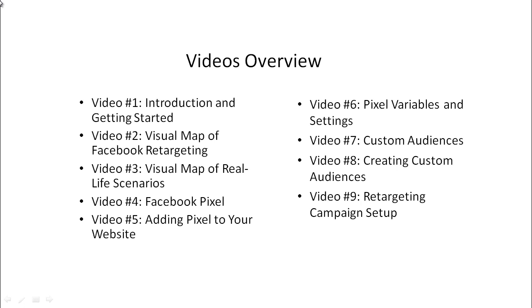Video number 6, we'll talk about Pixel variables and settings, otherwise known as standard events. Video number 7, we'll talk about custom audiences and of course how to create custom audiences in video number 8. And of course, last but not least, video number 9, we'll talk about retargeting campaign setup. So we're going to take everything that you've learned up until this point and set up a campaign to show you how to implement and embed the custom audiences within that retargeting campaign.